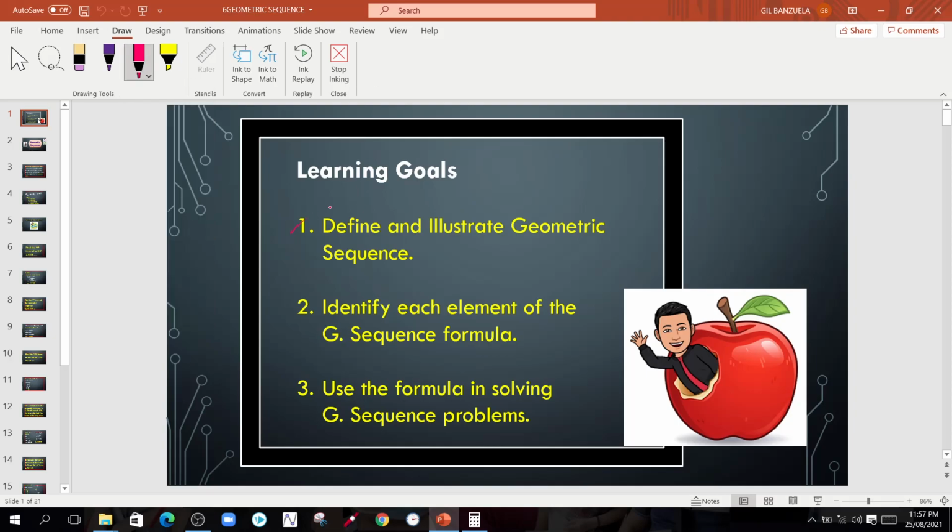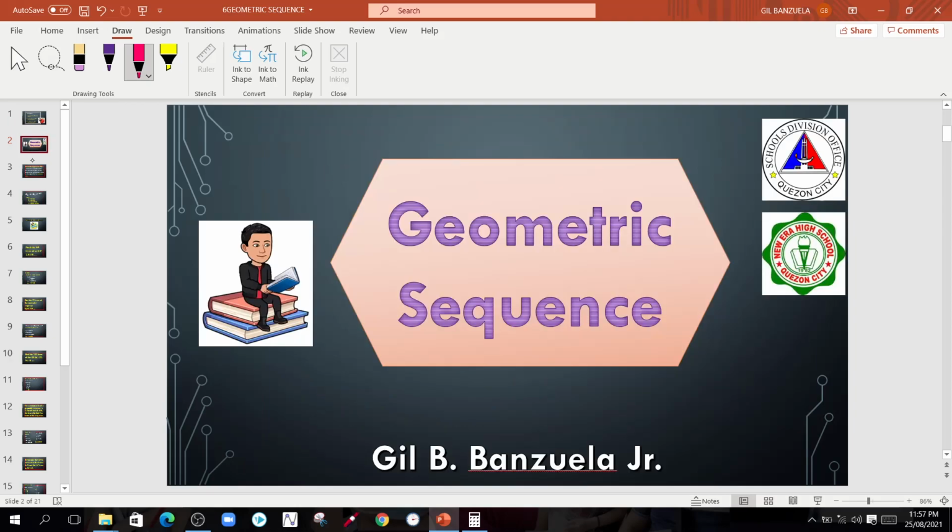For number 1, we are going to define and illustrate geometric sequence. So this time, we're going to deal with geometric sequence. For number 2, we are going to identify each element of the geometric sequence formula. And for number 3, we're going to use, of course, the formula in solving geometric sequence problems.